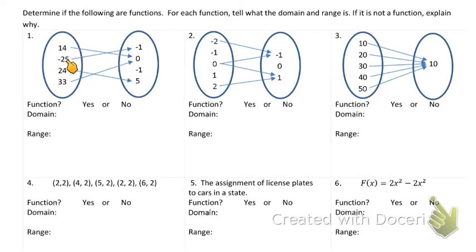Negative 25, it only has one partner. So it's a function. 24, one partner. 33, one partner. So all these have only one partner. I think in the video they talk about a supermarket. This one only has one price. It'd be weird if you went to the store and you were buying a Coke, and it's the same Coke but 2 different prices. That's kind of how the video talks about this.